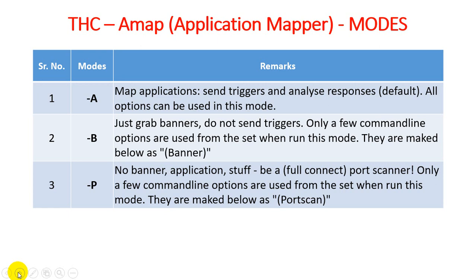What is B? It just grabs banners and does not send triggers. It means that if a user does not want to send trigger packets, then at that time they mention -B. Only a few command line options are used from the set when running in this mode. And the last one: if the user sets -P, then there is no banner grabbing or application stuff. It means it acts as a full connect port scanner. Only a few command options are used in this mode, which means the scanning runs with the help of the applications mapper.